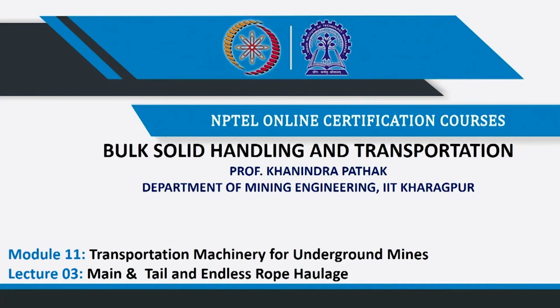So, in our last class we discussed the underground rope haulage system, in which we covered how direct rope haulage works. There I told you that we may discuss the main and tail and endless rope haulage and also some basic calculations. Today we will talk about how the main and tail rope haulage is arranged in an underground mine, and how the endless rope haulage is arranged in an underground mine.